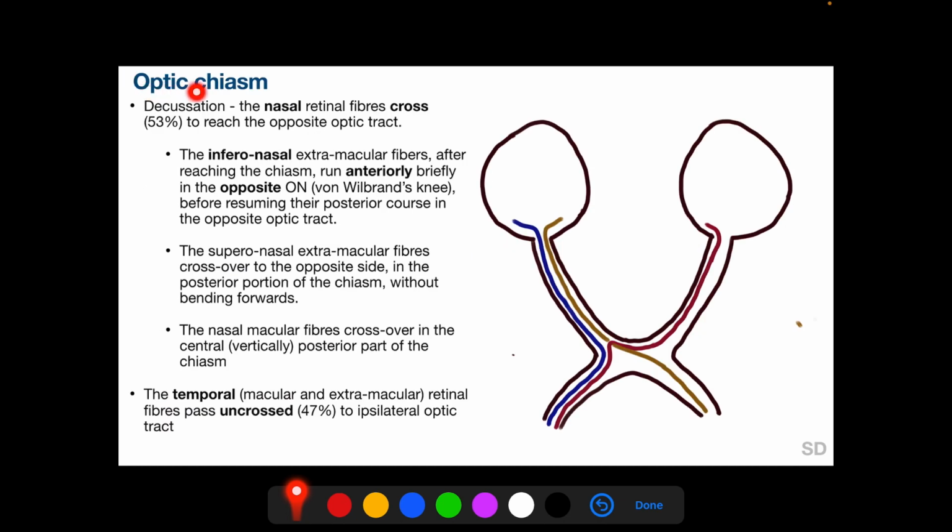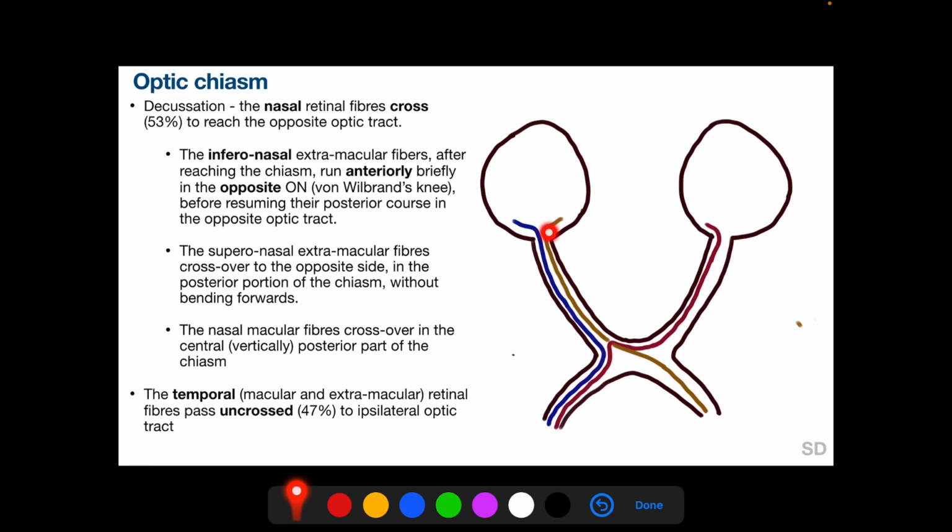In the optic chiasm, there is a decussation of the nerve fibers, with the nasal retinal fibers, which constitute 53% of all retinal fibers, crossing over to the opposite side. And of these decussating fibers, the inferonasal extramacular fibers, after reaching the optic chiasm, run anteriorly briefly in the opposite optic nerve before resuming their posterior course in the opposite optic tract. And this forward bend in the opposite optic nerve is called the von Willebrand's knee.